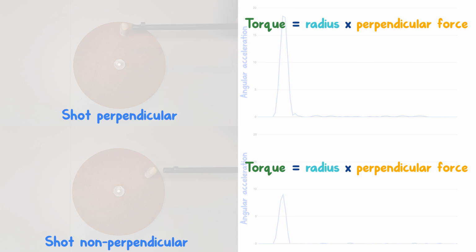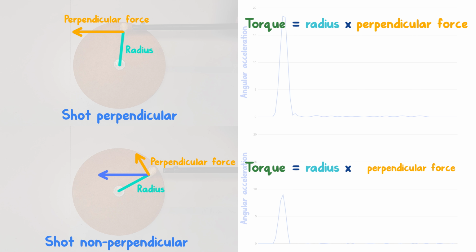perpendicular to the radius. The radius is kept constant, and while we can assume the force is approximately the same in each case, in the first position, all of the force is roughly perpendicular, while in the second position, the perpendicular component is smaller, resulting in a smaller torque, smaller angular acceleration, and smaller angular velocity.